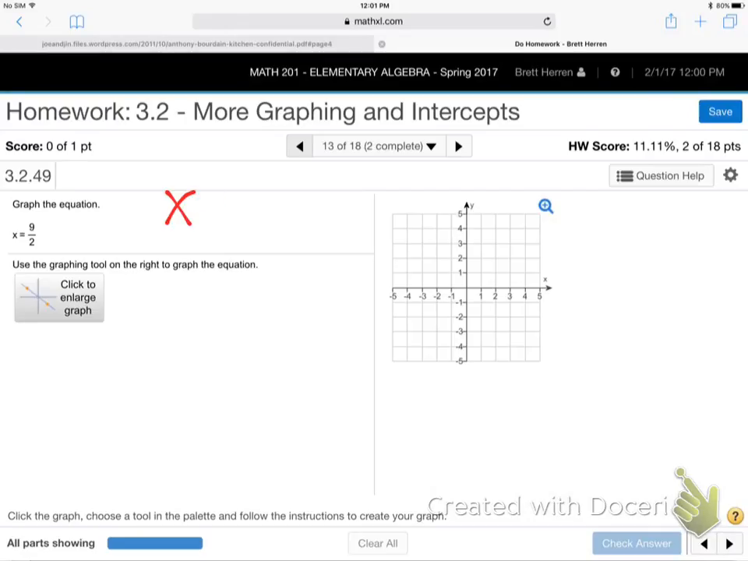Okay, x equals 9 halves. Let me let you graph that one. I'll give you a second. That one's got a little trick. I'm throwing the curveball in there on you.